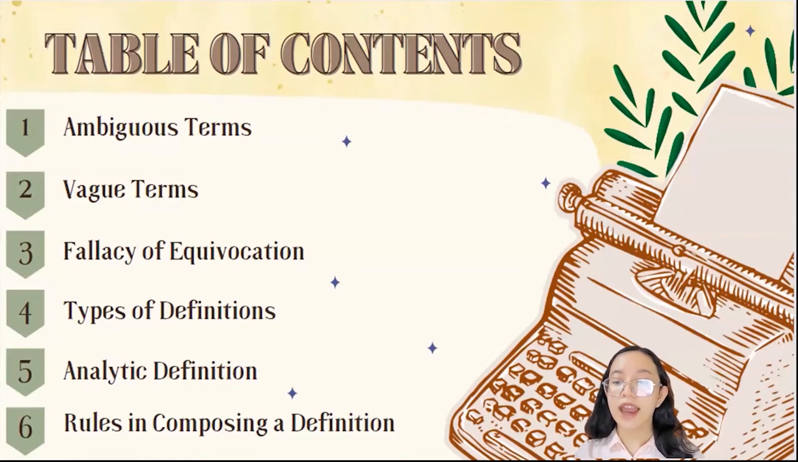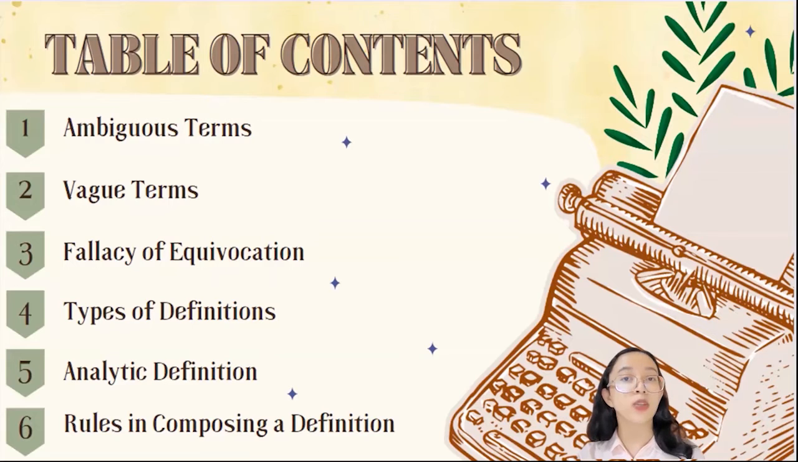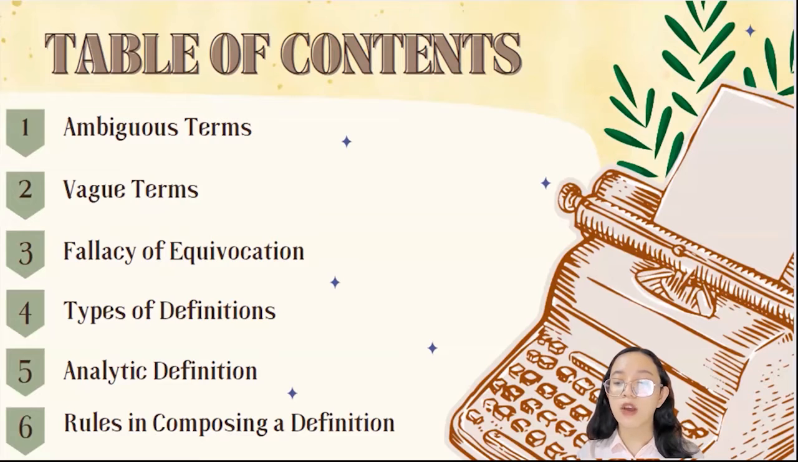Now, I will be providing a quick glimpse of what Rose and I would be talking about for the next 20 to 30 minutes. For Module 5, I would be talking about how you could identify ambiguous and vague terms and the fallacy of equivocation. For Module 6, Rose and I will be talking about the different types of definitions. And for the last module, Rose will be discussing what is the analytic definition and what are the rules you have to keep in mind when creating a definition.